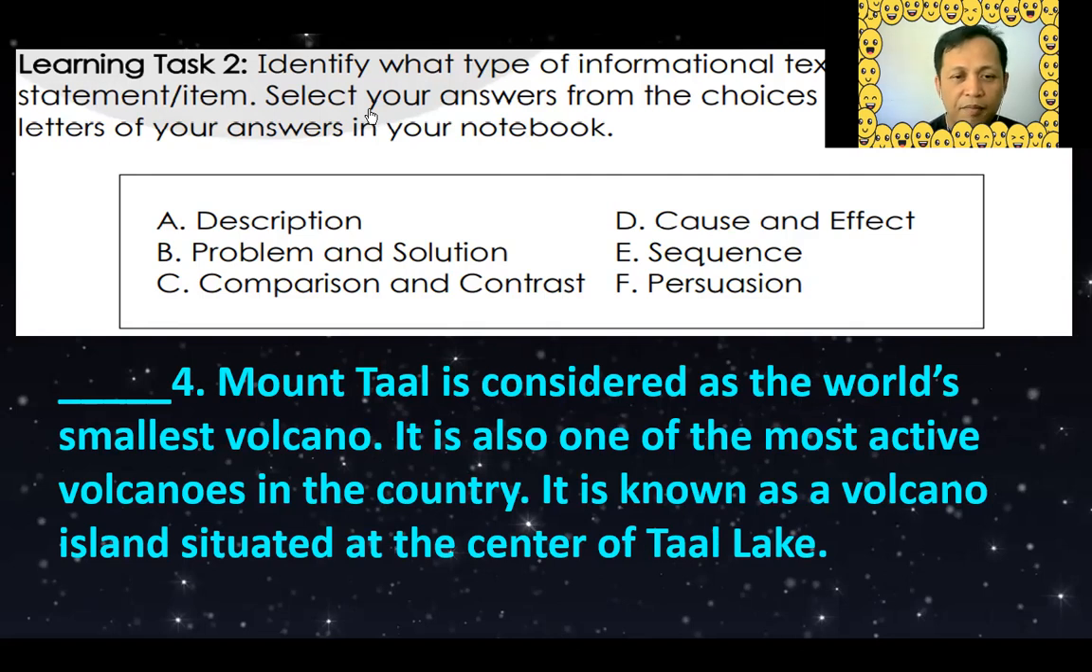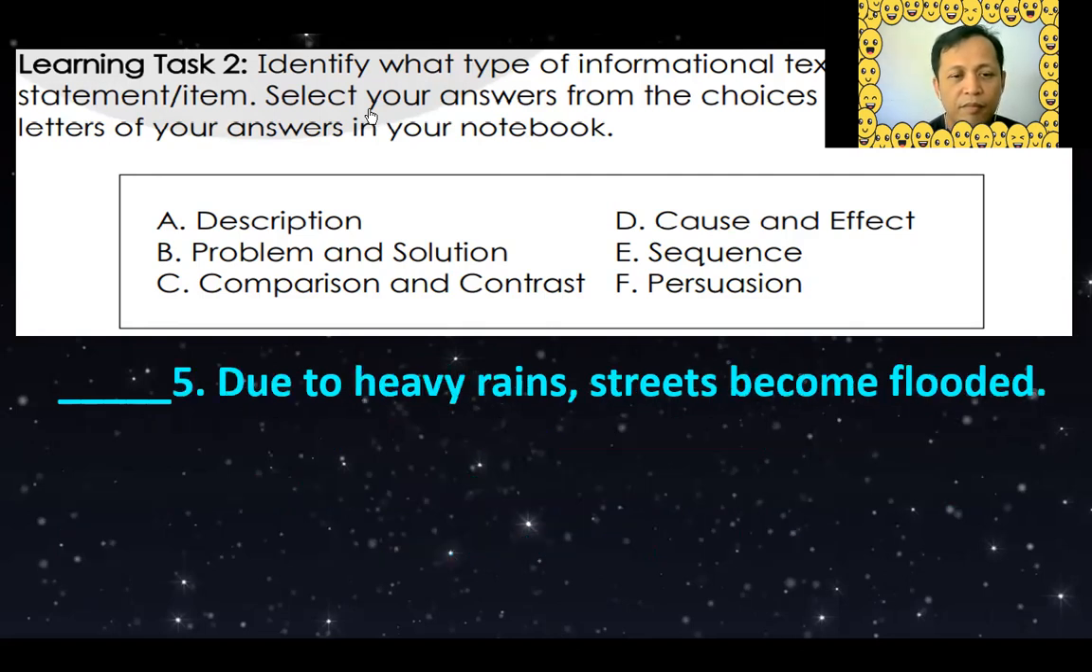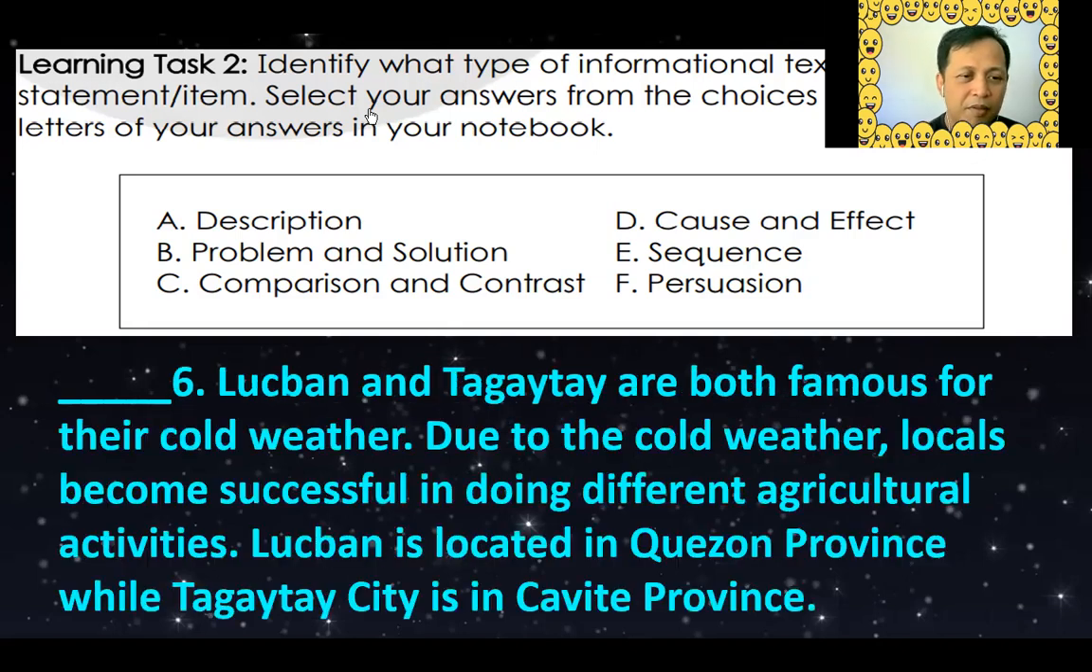Okay, for number 5, due to heavy rains, streets become flooded. Now, what kind of informational text is that? The choices are given in the box above. And for the last number, we have Lukban and Tagaytay are both famous for their cold weather. Due to the cold weather, the locals became successful in doing different agricultural activities. Lukban is located in Quezon province while Tagaytay is in Cavite province. Okay. What kind of informational text is that?